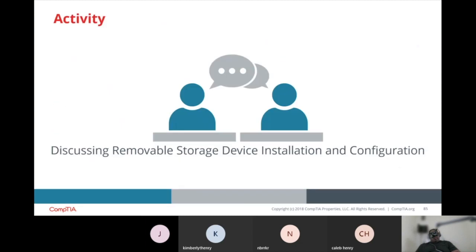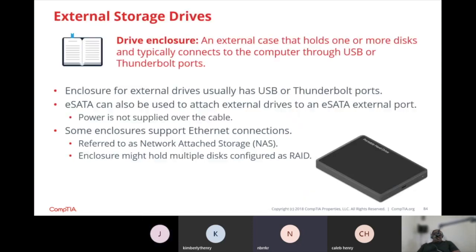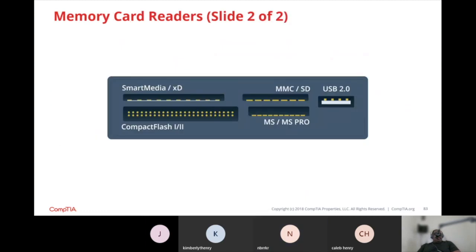Any questions about that? The XD cards are discontinued. Yeah, yeah. They were only for Olympus cameras. Okay.